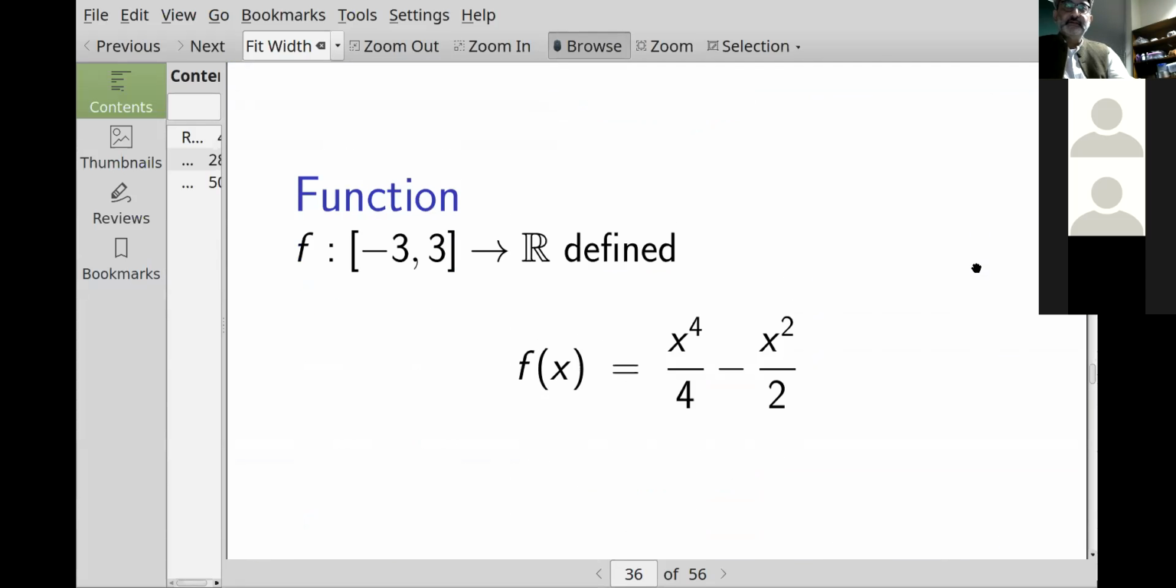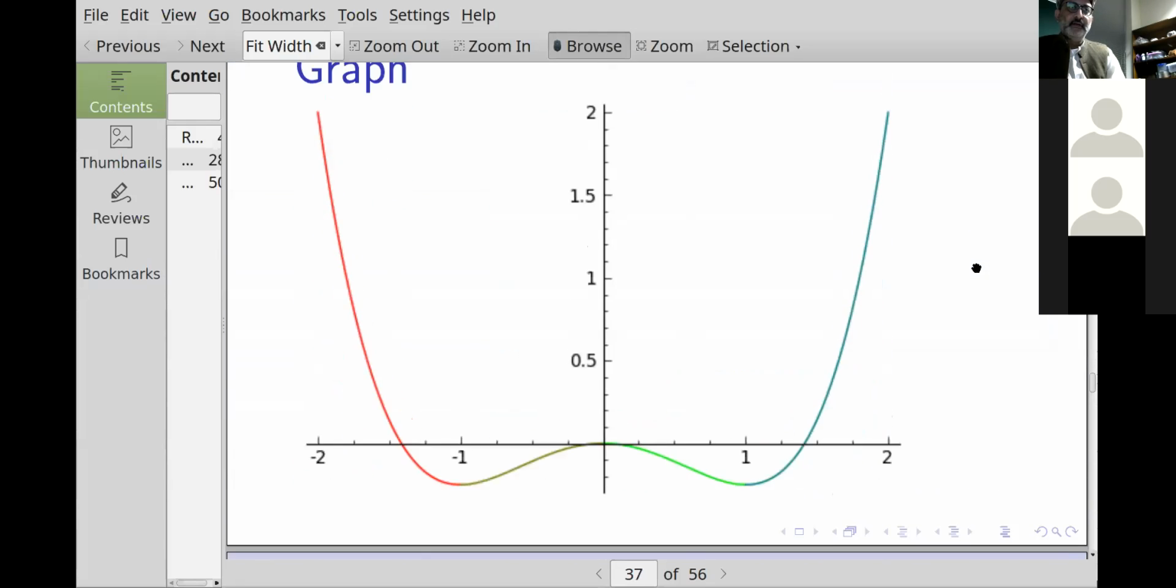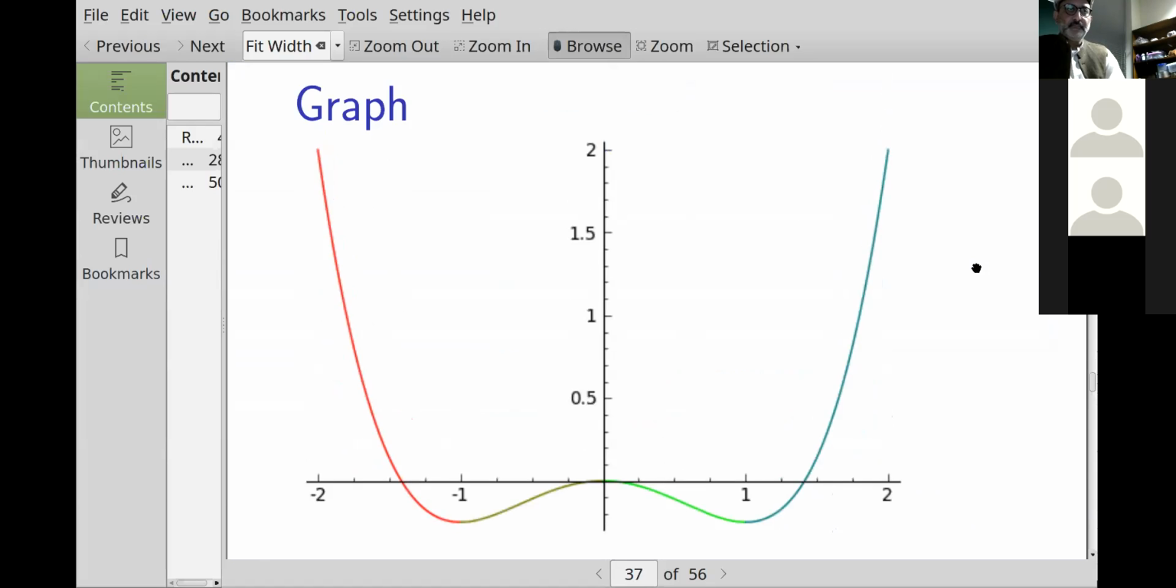Okay, so we considered this function before on all of the reals. Let's restrict ourselves from -3 to 3. So f of x is equal to x to the 4 over 4 minus x squared over 2. And here's the graph. We can see visually that from -2 to -1, the function values are decreasing. Then from -1 to 0, the function values are increasing. Then from 0 to 1, decreasing. And then from 1 to 2, increasing.